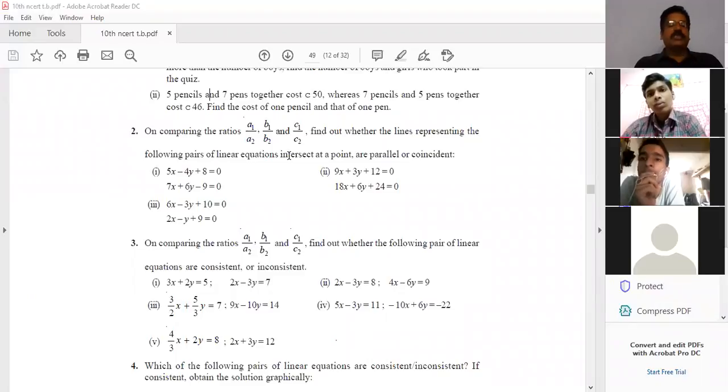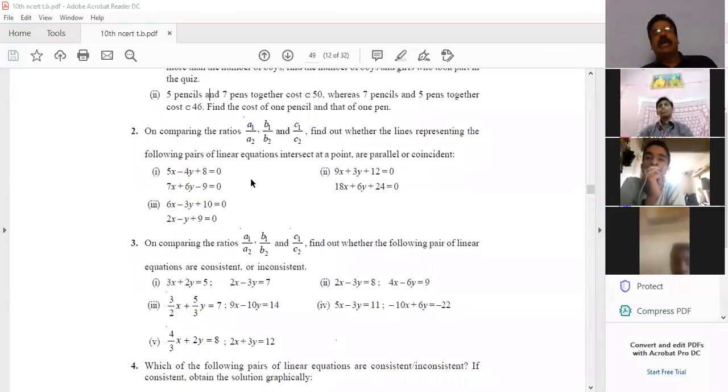See, now what is the first ratio? A1 by A2, how much here? 5 by 7. B1 by B2? Minus 4 by 6. C1 by C2 is 8 by minus 9. So it is related to the first condition only. A1 by A2 is not equal to B1 by B2.